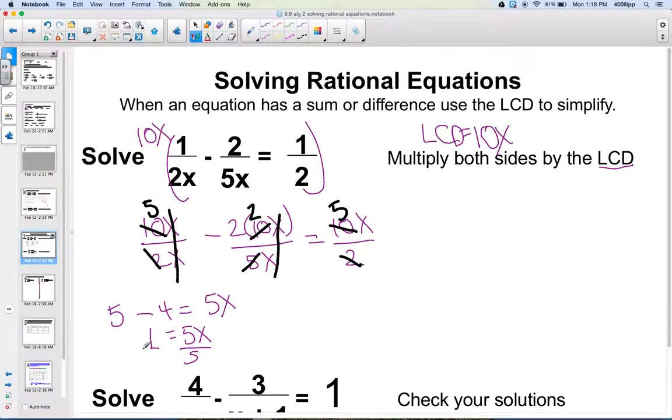I'll divide both sides by a 5 here. This will cancel, and I get x is equal to 1/5. And then I'll have to plug it back in to check for extraneous solutions. When I plug 1/5 back in, it does check out correctly.